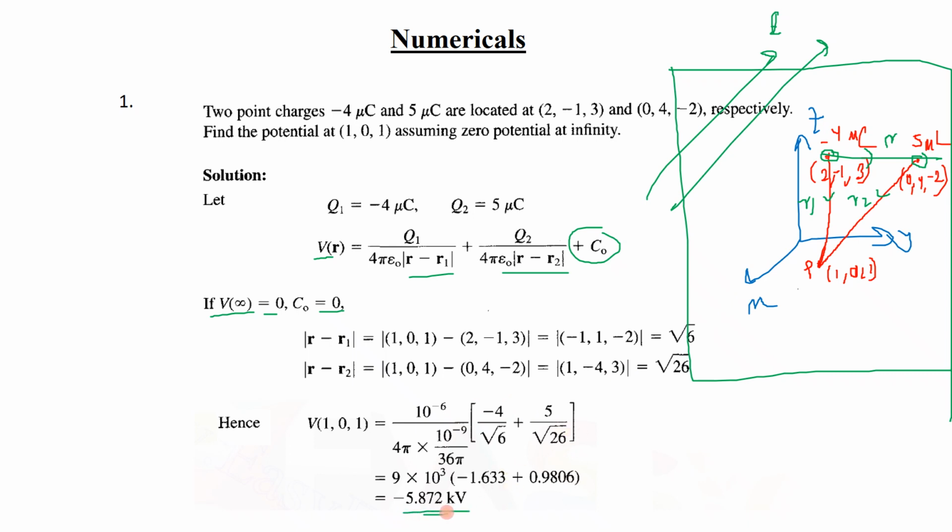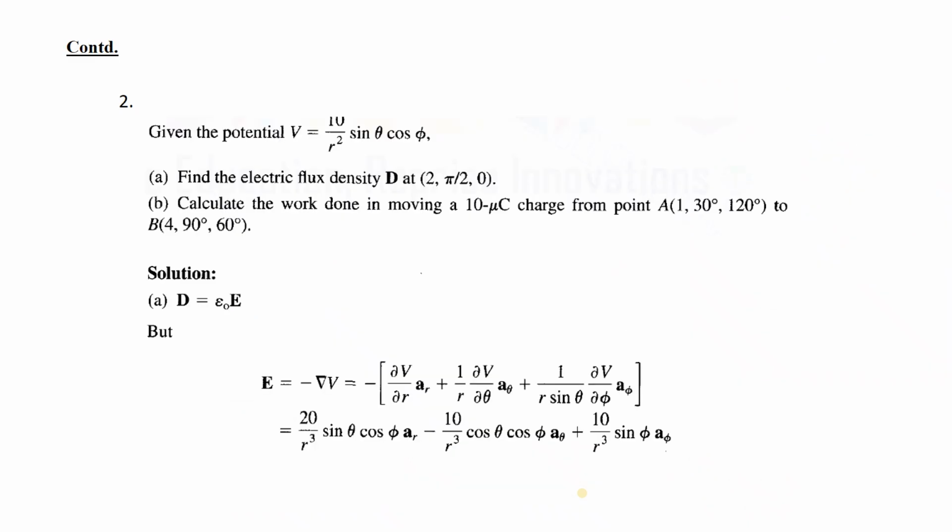So accordingly we calculate, and we find the potential at that point is minus 5.872 kilovolt, because a microcoulomb means a huge charge. If an electron has 1.6 into 10 to the power minus 19 coulombs, then a microcoulomb means there will be a huge number of electrons. So microcoulomb charges are sufficient to create a potential of kilovolts.